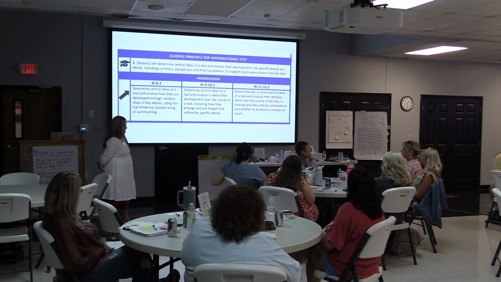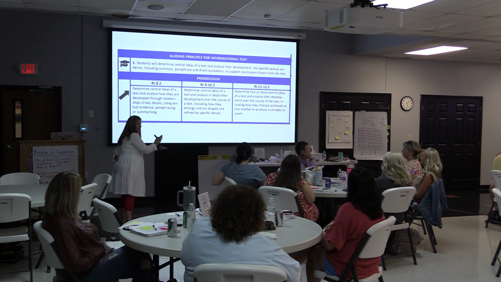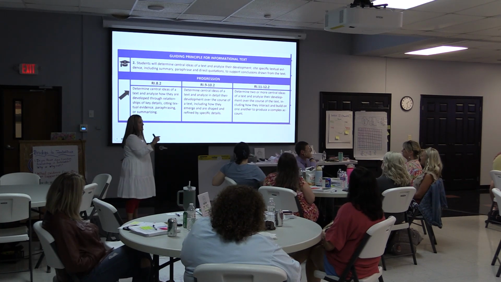Their development over the course of a text. Okay. Right, so that's all the way, like I was talking about when I did that book, Hatchet. He changed a lot. So Brian was a very young, immature young man. His parents were going through a divorce, and he was going to go stay with his dad, right? Plane crashed. He's there, and all he had was the hatchet.